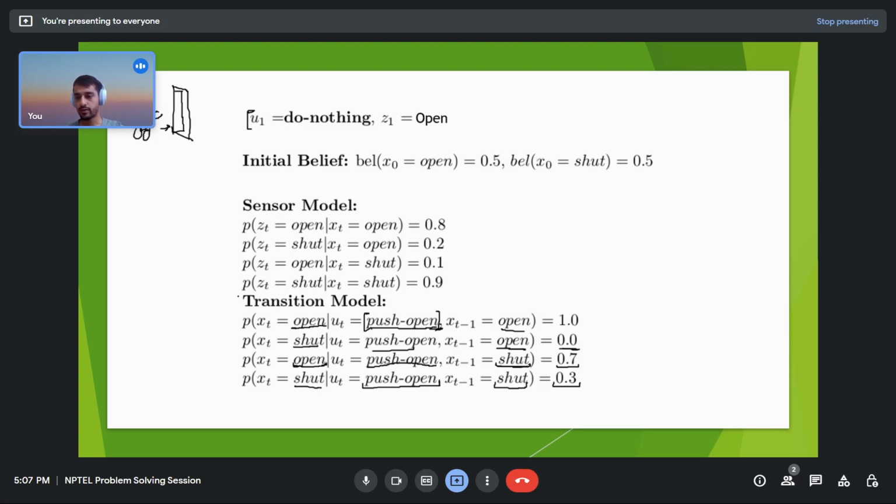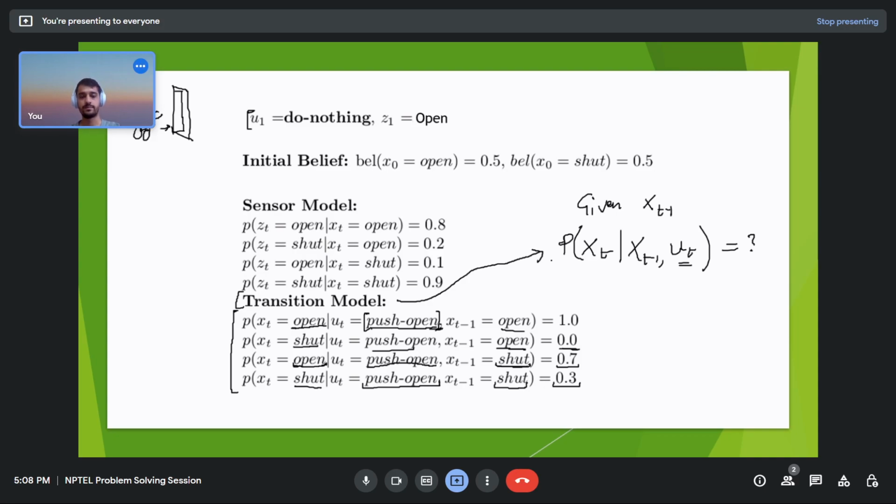So this is what we call our transition model, or you can call it your system model. Basically, it tells you that, if we denote states by x, given x of t minus 1 and your action at this time instant, what is the probability of x of t? A transition model provides you with this information.